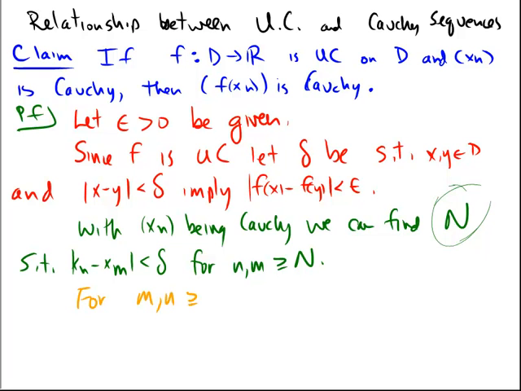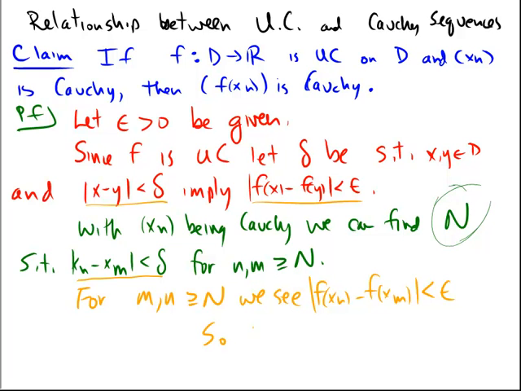So finally, for n, m bigger than capital N, we see f of xn minus f of xm is less than epsilon, right? Because we made sure that we were less than delta, and being less than delta apart implied that we were less than epsilon. So overall, what do we get? We get that f of xn is Cauchy, because there existed an N for which the distance between terms of the f sequence ended up becoming less than epsilon.